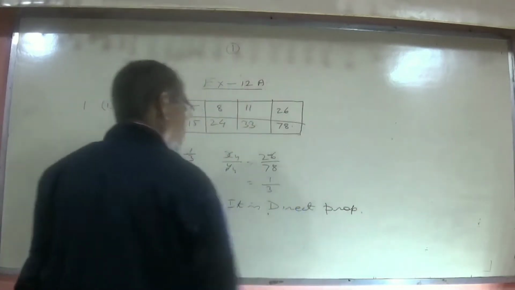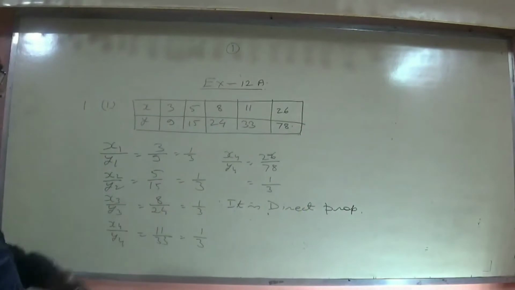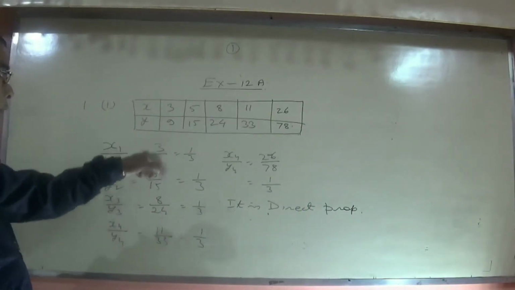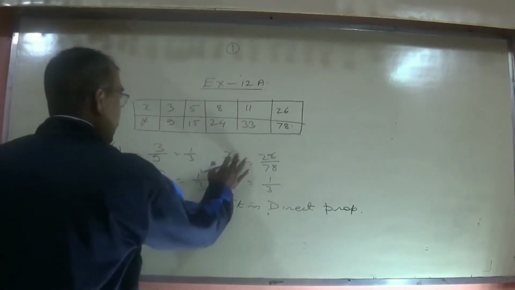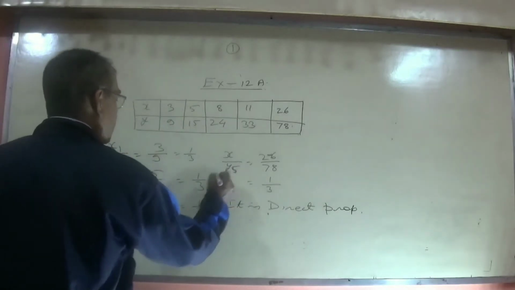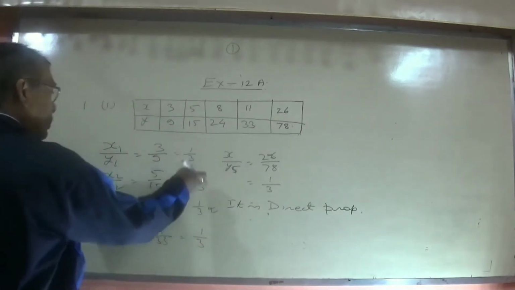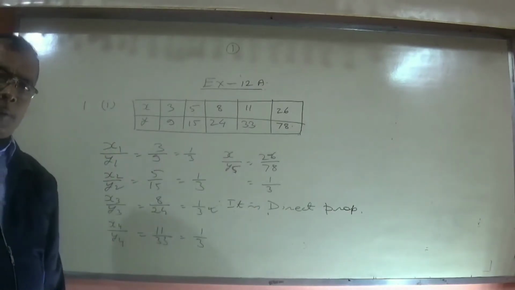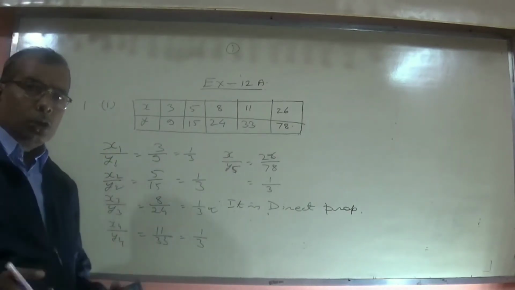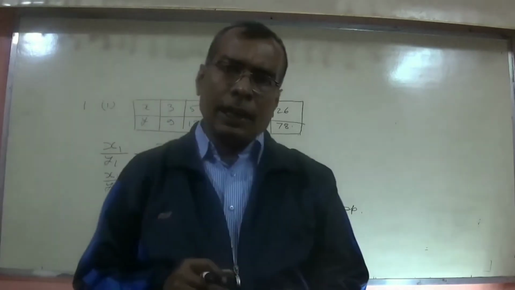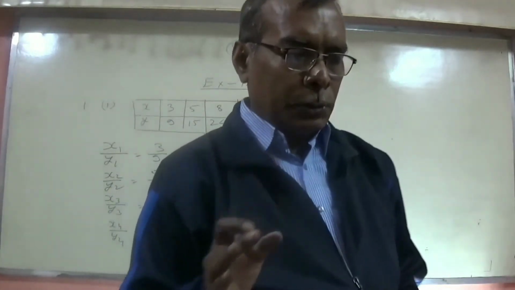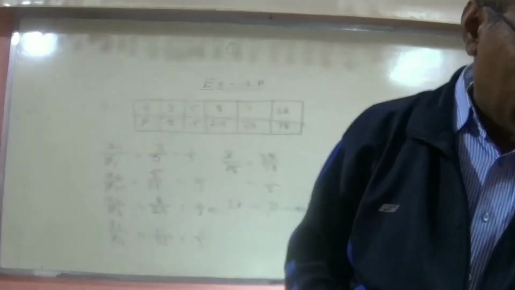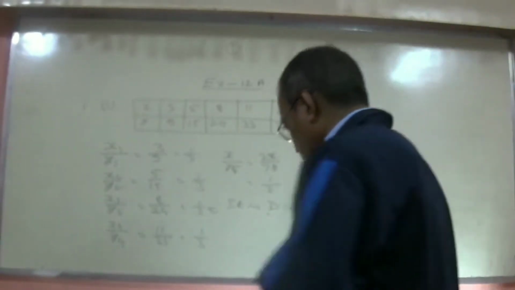Suppose any one of the 5 ratios does not come out equal, say two are equal but the third one is not, then in that case you should not verify the rest. Because if even one ratio fails, it is not direct variation. This is about this particular question. Now, one more question, question number 2.